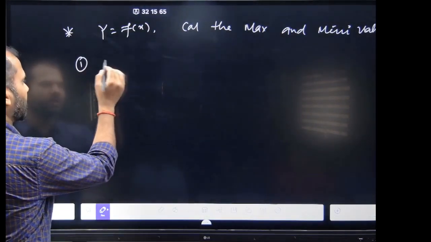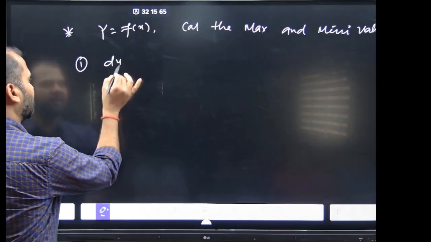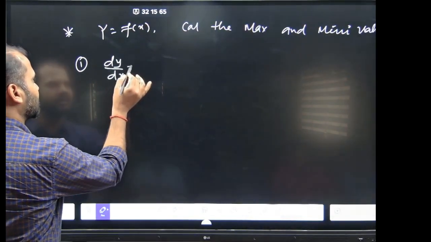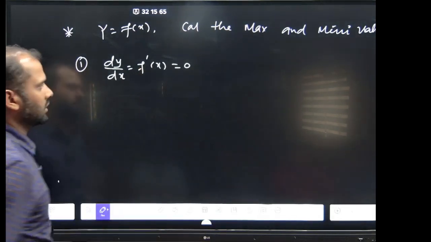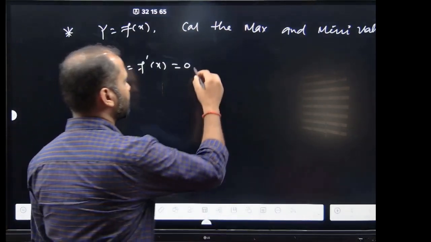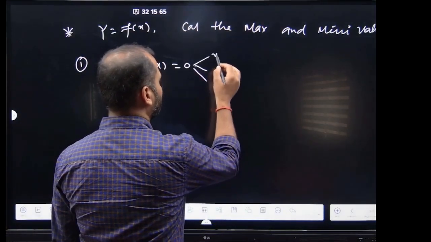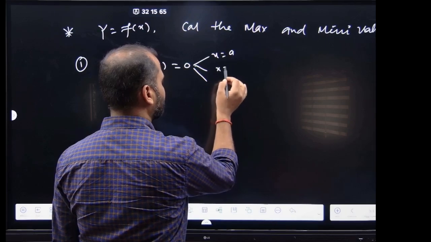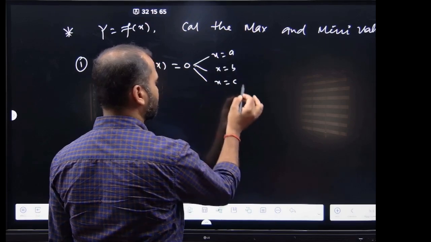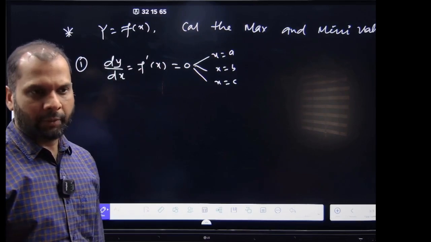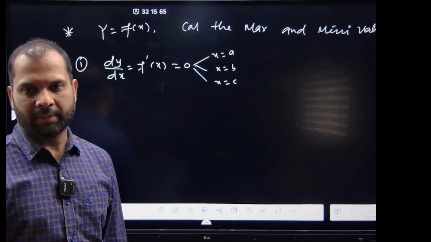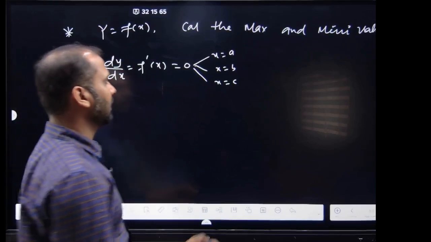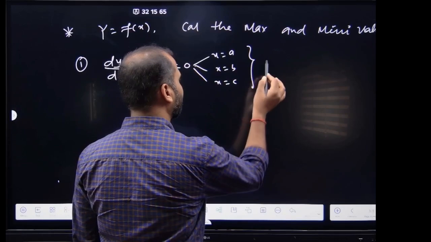First, step 1: differentiate, calculate dy by dx, that is f dash x, and put this value equal to 0. Definitely some points you will get. Let those points be x is equal to a, x is equal to b, x is equal to c. If you put dy by dx equal to 0, some points will come, and these points we call critical points.